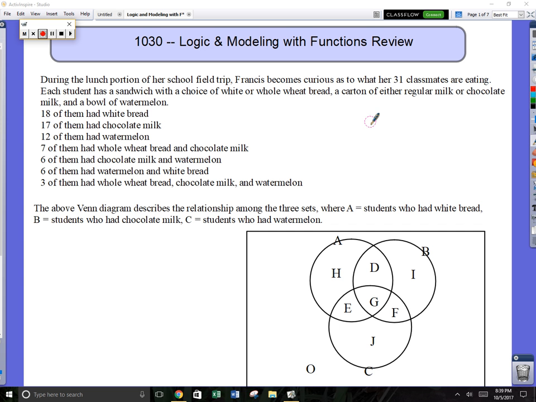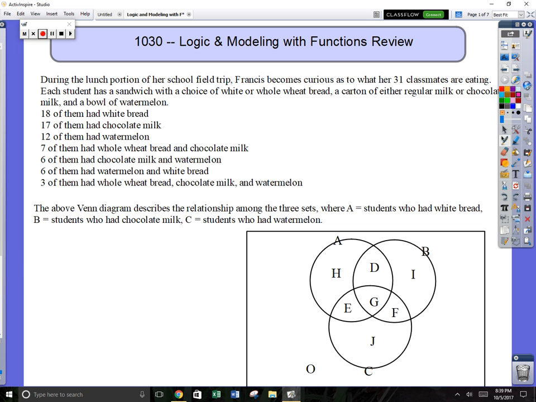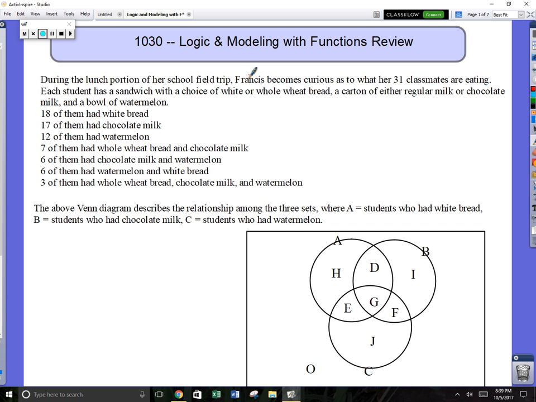Let's modify this question. So on the test, thanks to our very own Oakley Smith. Let's do this. During the lunch portion of our school field trip, Frances becomes curious as to what her 31 classmates are eating. Each student has a sandwich with the choice of white or whole wheat, and they must choose. They cannot pass on anything, so they've got to take one or the other. White or whole wheat, chocolate or white milk, and melon or grapes.